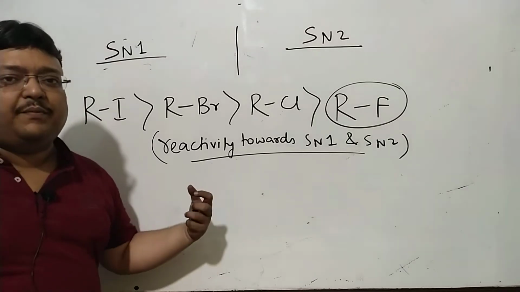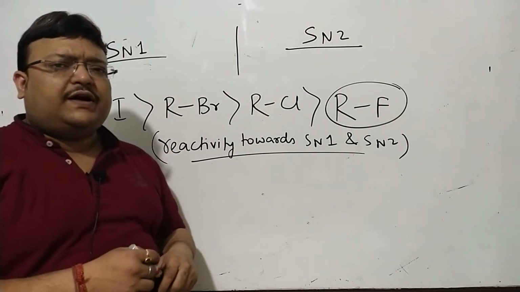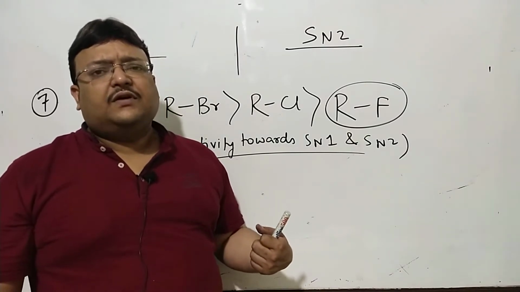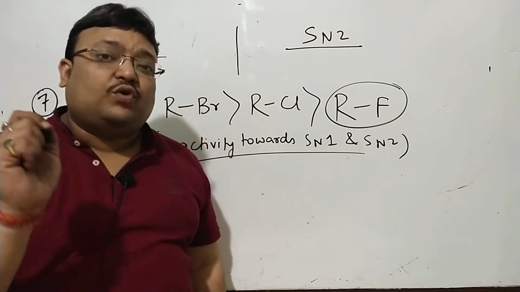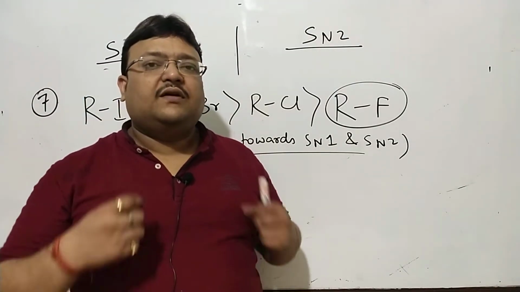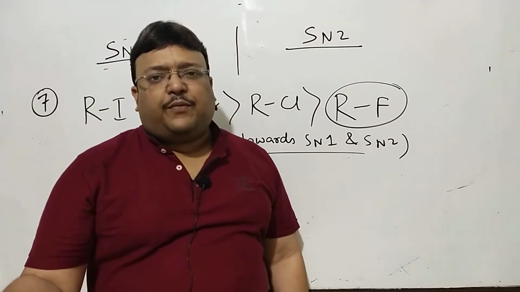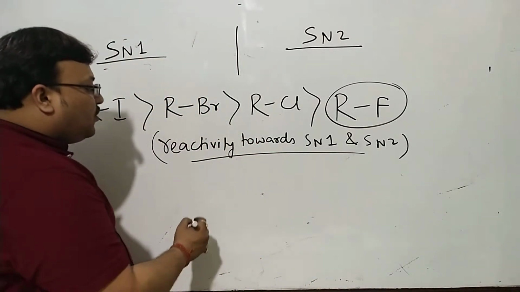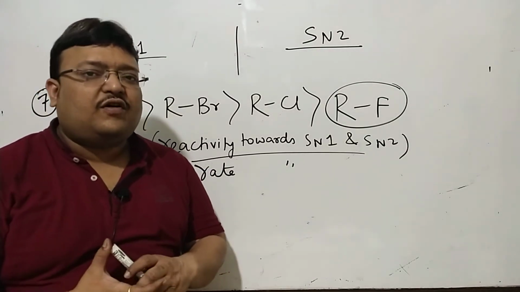Iodides, the bond length will be more than bromides, which will be more than chloride. Simple, moving down the group, bond length increases, bond energy decreases. The bond is easier to break, and this bond breaks in the slow step. Note it down somewhere. The breakage of the bond and a difference in bond energy will reflect in the reactivity or rate towards SN1, SN2. It's all rate here.